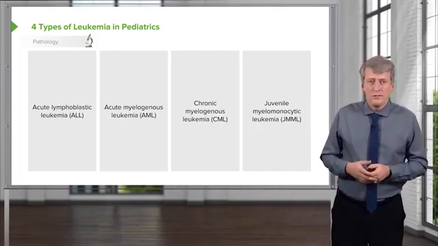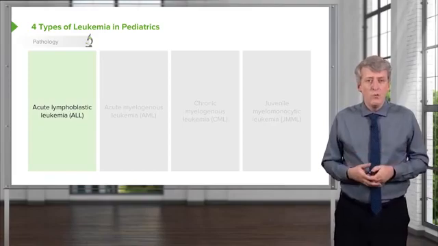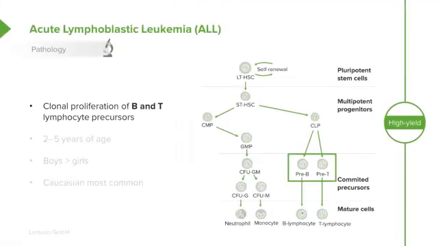Let's go through these. First, we have acute lymphoblastic leukemia. Acute lymphoblastic leukemia, or ALL, is very common in kids. It's a proliferation of B and T cell lymphocyte precursors, like you can see here. It typically happens in children between the age of 2 and 5, and again, boys a little more commonly than girls. Caucasians are at greatest risk for ALL.